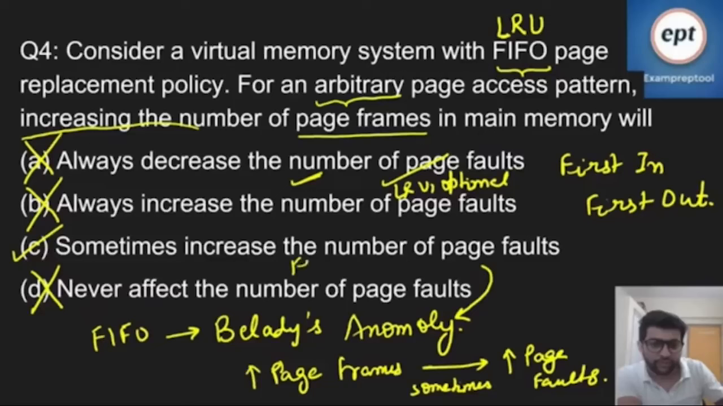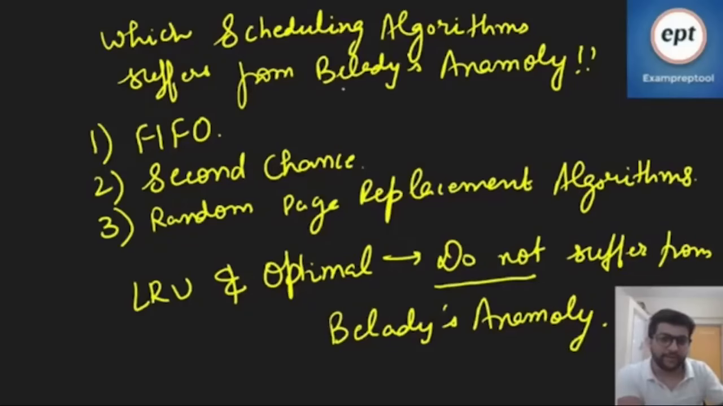And for FIFO, second chance, and the random page replacement algorithms, the answer will be option C, right? So just remember this: what is Belady's anomaly, and which algorithm suffers from this anomaly, right?